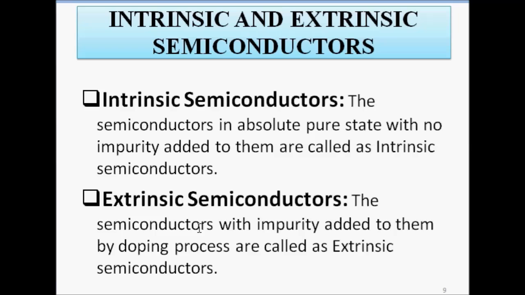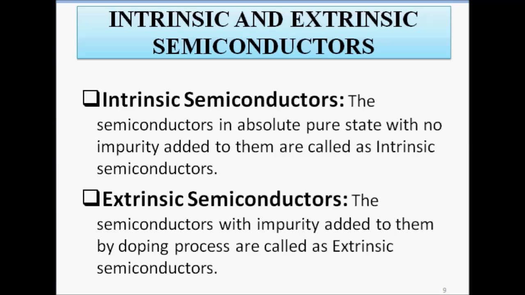This process of addition of external impurity atoms to a pure or intrinsic semiconductor to increase its conductivity is called doping. The semiconductors which are formed by impurity addition or by the doping process are called extrinsic semiconductors. These semiconductors have increased conductivity levels because of the added impurity and are mostly used in various applications.